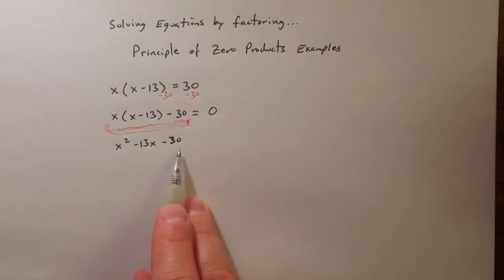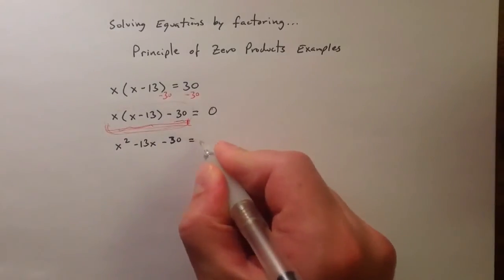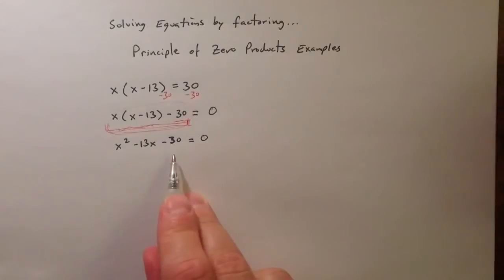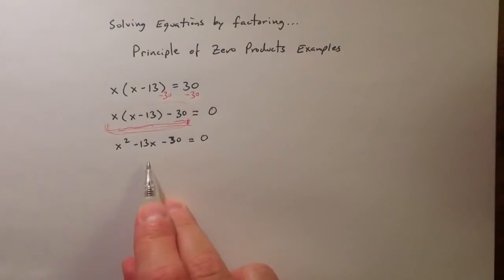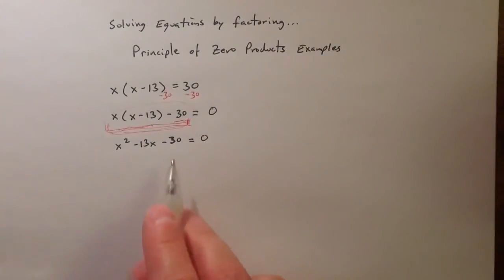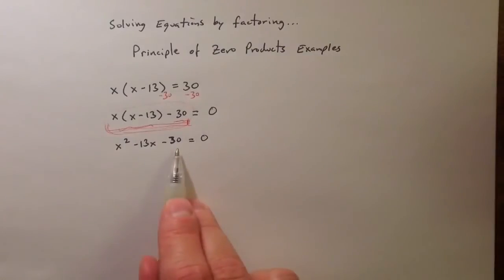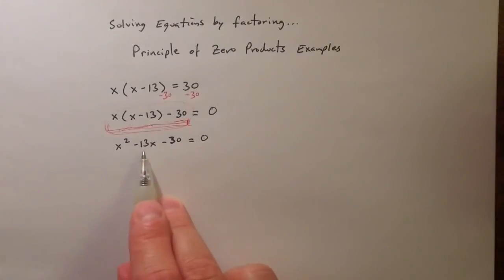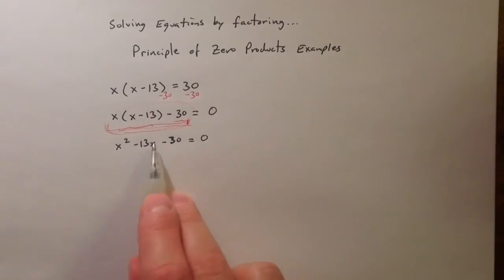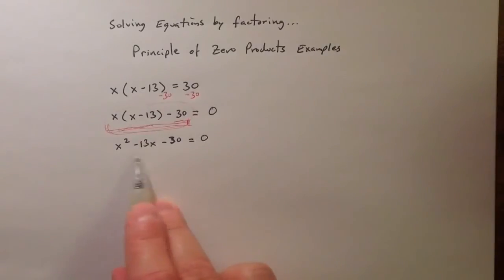30 is of course 10 times 3, but because it's negative 30, I want one of those factors to be positive and the other one to be negative. So thinking of 10 times 3 as the factorization is kind of tempting because obviously 10 and 3 add up to 13, but they would have to have the same sign. They would have to both be negative to add up to negative 13.